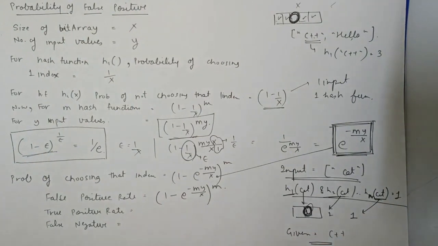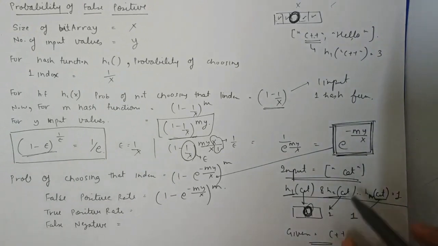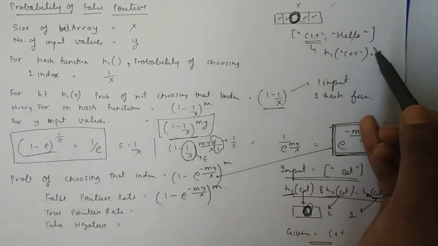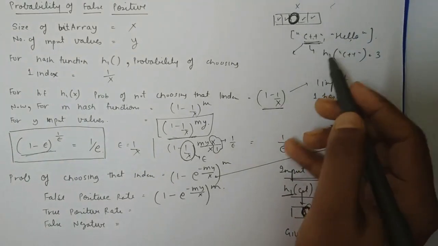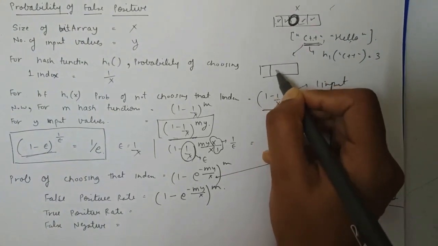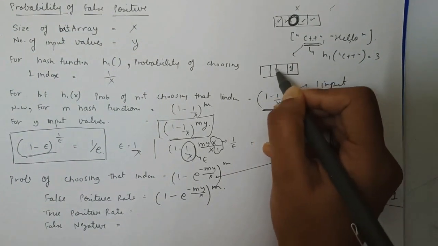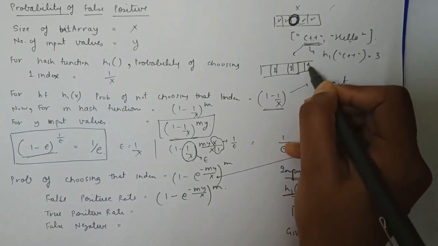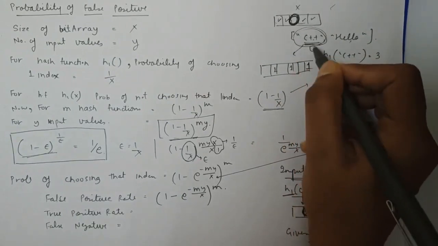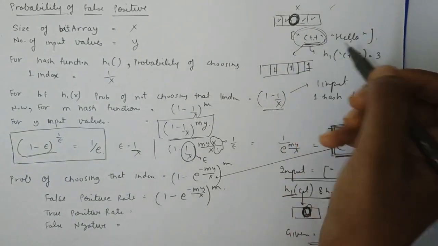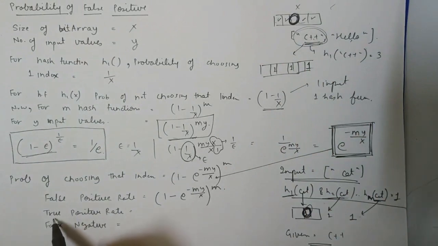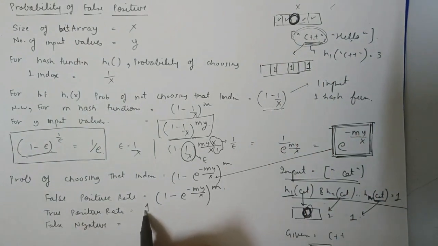So from here we can conclude that if given input c++ is there, we are marking all its hashes as 1, 1 and 1, and again if we calculate the hash function of c++, it would always be 1, 1, 1. So from this we can conclude that the true positive rate would be 1.